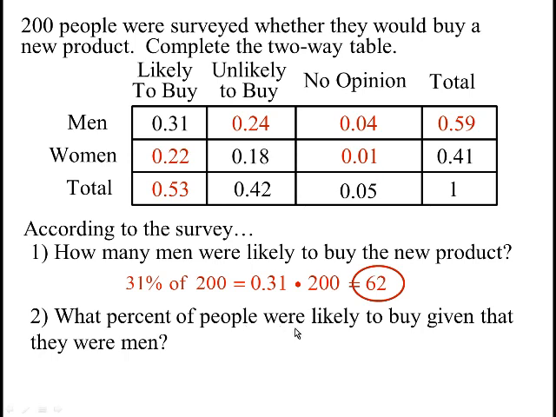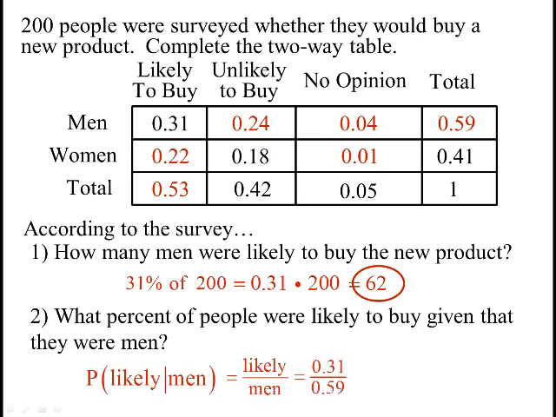What percent of people were likely to buy given that they were men? So we're only looking at the men. We could figure out the number of people, but I don't really think it's necessary. I think we could still figure this out. Likely to buy 0.31. If we just divide 0.31 by 0.59, I don't think we need to figure out the total number of men, because it just asks for a percentage. So this should work fine.